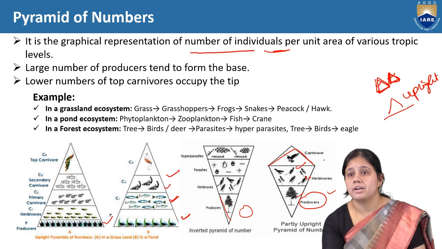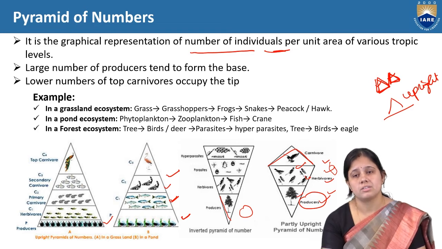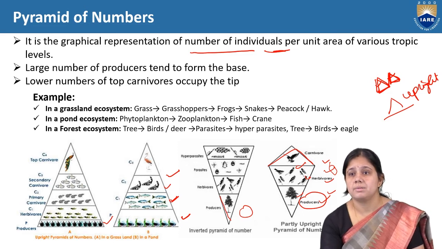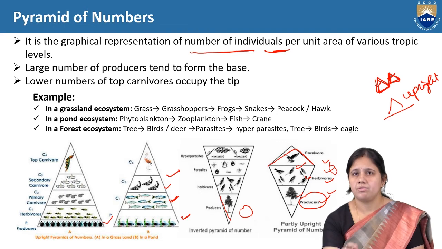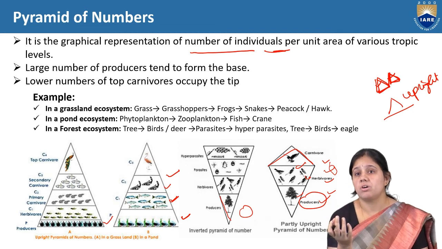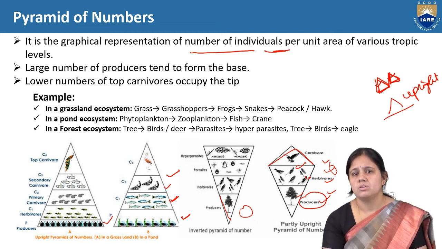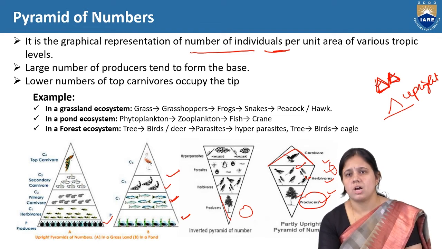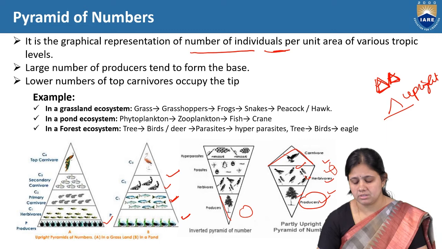So the carnivore is the vulture, the herbivores are the birds, and the producer is the tree. So its shape is like that. So there is an exception in the case of the forest ecosystem for the pyramid of number, and the pyramid is always upright for the pyramid of number in the case of grassland and pond. But for the forest ecosystem, it's inverted or sometimes upright. So this is the basic, and from the pyramid of number we only understand the population of a particular species in that ecosystem, how many individuals there are for that particular species.